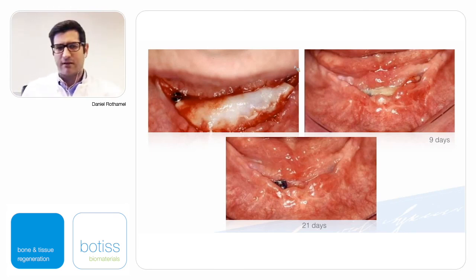Nevertheless, if you consider large augmentation, multiple implant installation, this membrane application was able to stabilize the grafted site and to avoid massive complications such as loss of the graft material and even compromised implant outcome.